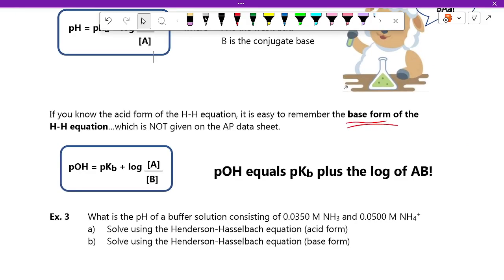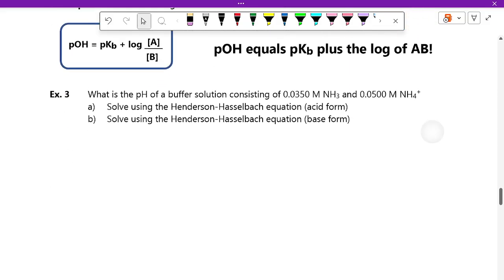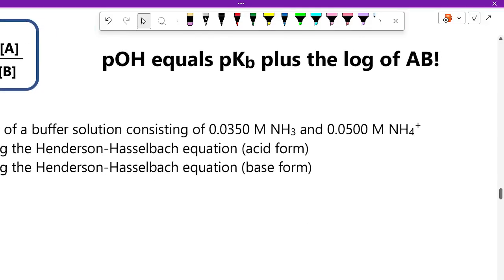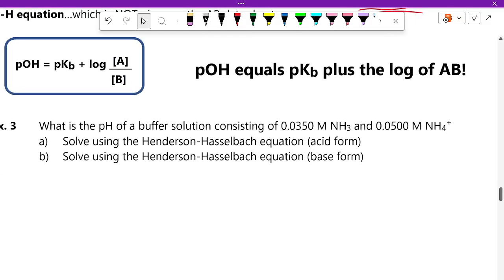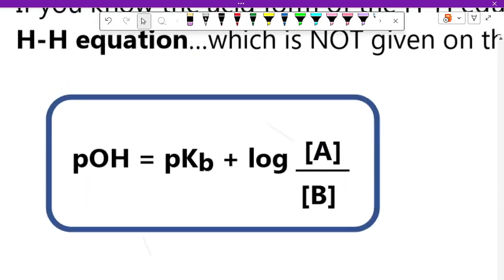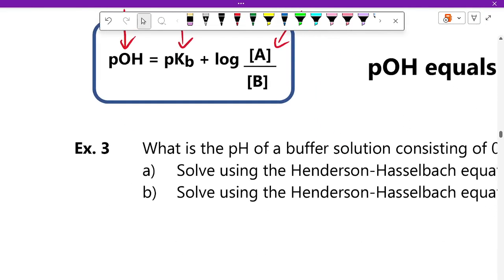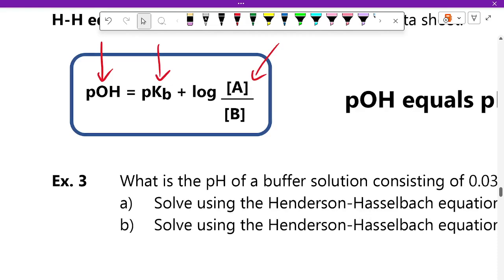So how about you find the pH of a buffer solution consisting of 0.035 molar NH3 and 0.05 molar NH4+ using the acid form of the Henderson-Hasselbalch equation and the base form of the Henderson-Hasselbalch equation. The base one, just subtract. So using the base form, you're going to use this. pOH equals pKb plus the log of AB, just to try it out. It's not because it is efficient. I just want you to try it to prove you get the same thing. Okay? Off you go.